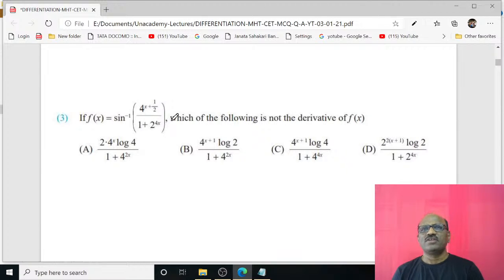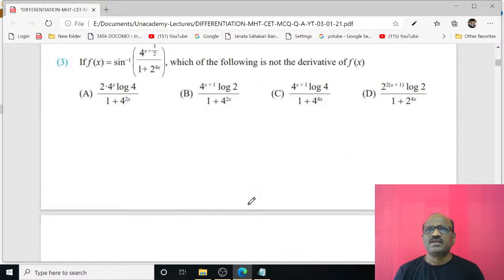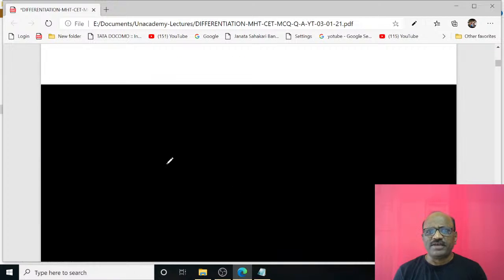Otherwise, we can also find the derivative of this function. Then how do we find the derivative of this function? That is f of x is equal to sine inverse of 4 raised to x plus 1 upon 2 upon 1 plus 2 raised to 4x. Now we will find its derivative. Now here we will substitute the value. What is the function we have been given? That is y is equal to.